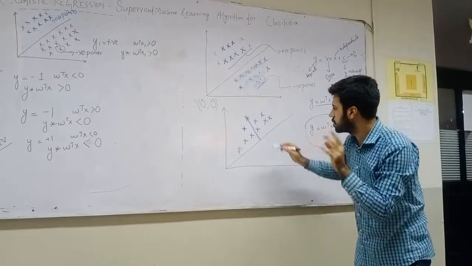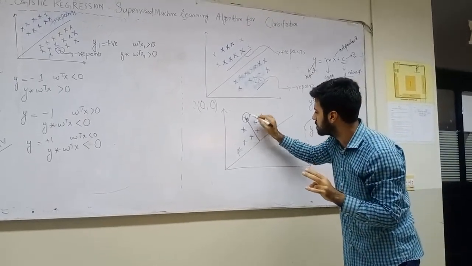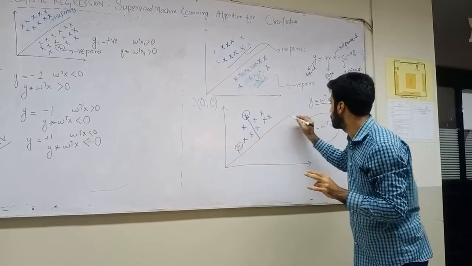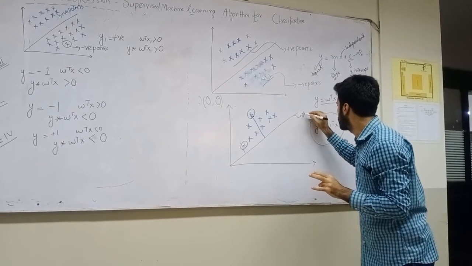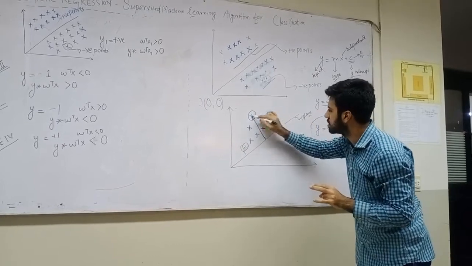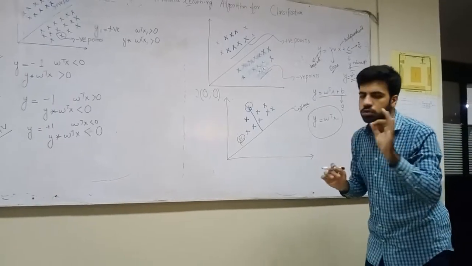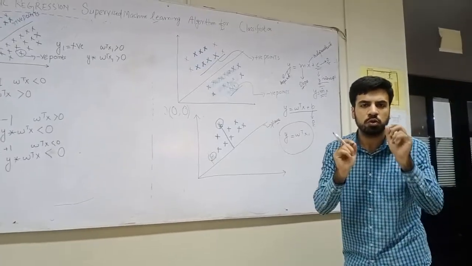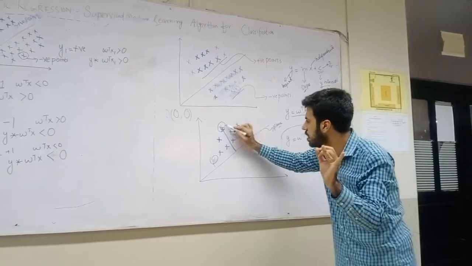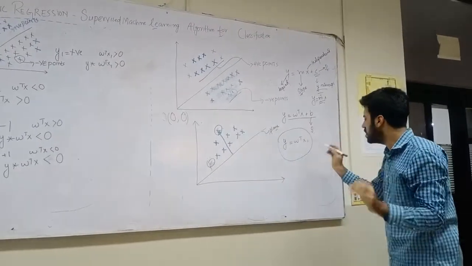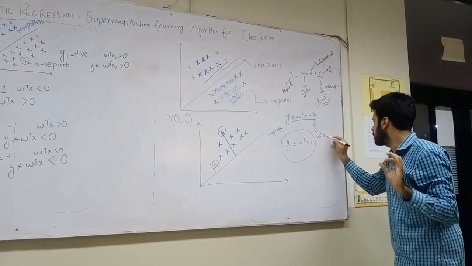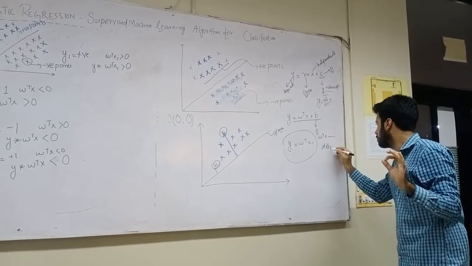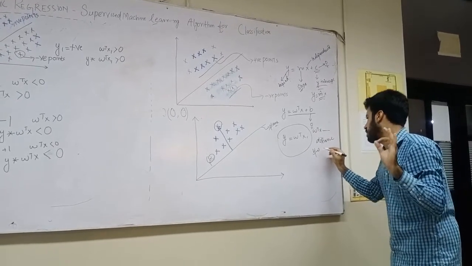So for example, I have a data point over here, x, and w is my plane. W is my plane and x is my data point over here. So what is wTx? wTx is the distance between the data point and this plane. Only remember this: wTx is the distance between data point and plane.